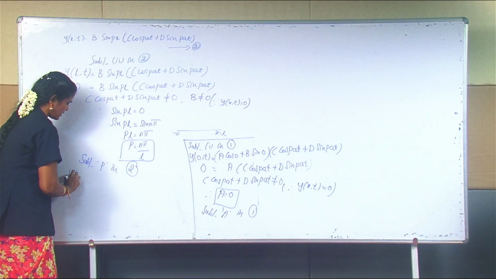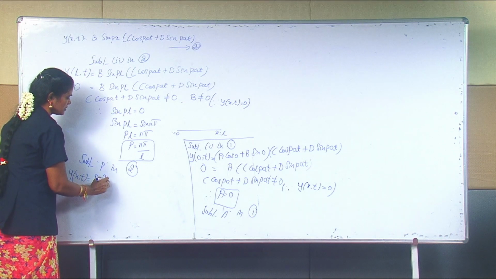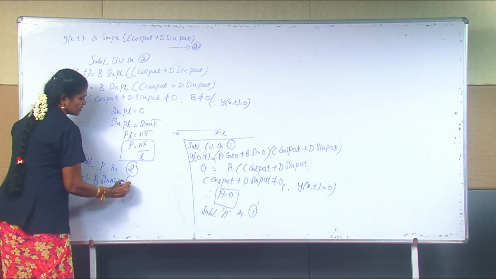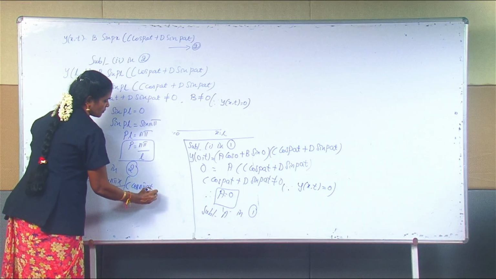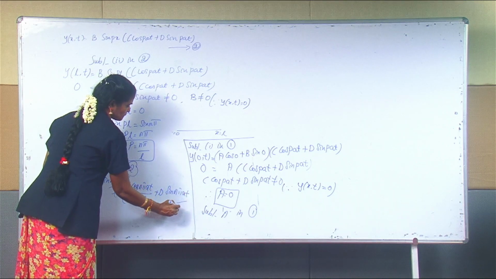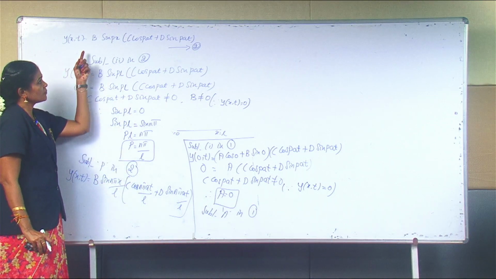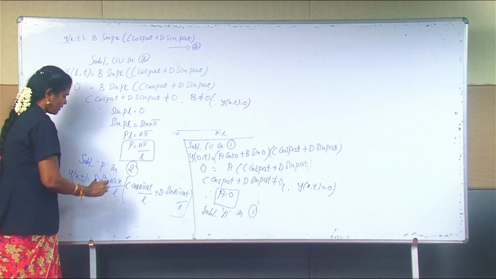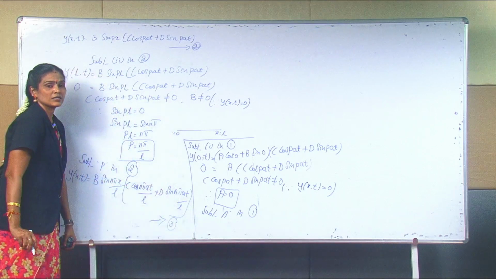Your y of x comma t equals b sin n pi x by L into c cos n pi a t by L plus d sin n pi a t by L. So if you are substituting P value in the previous correct solution, you will get y of x comma t equal to this one. Now you have to take this one as equation number 3. This is our correct solution.